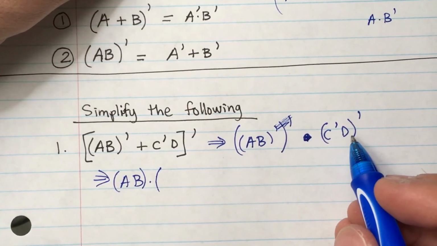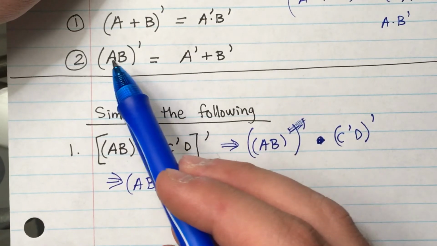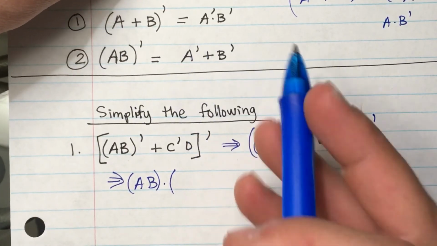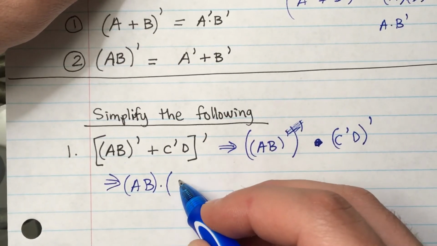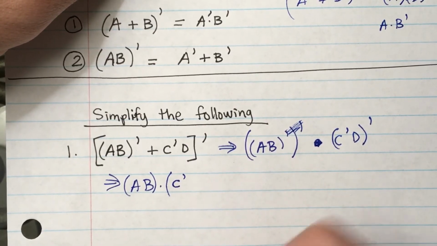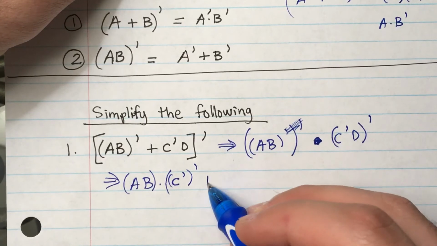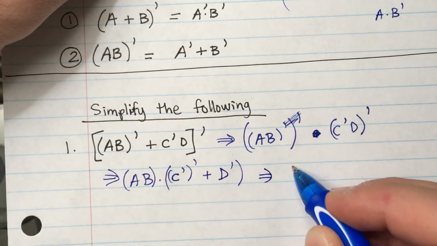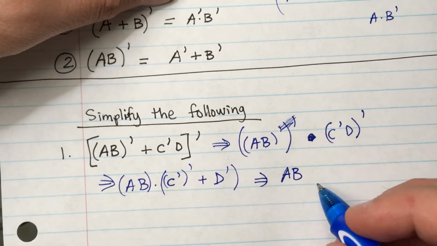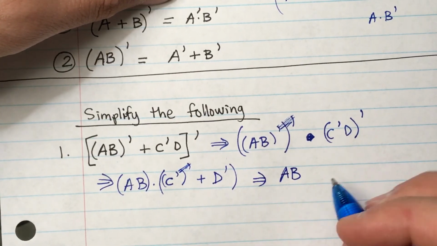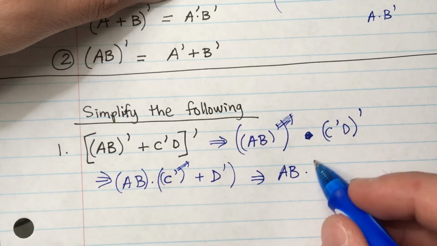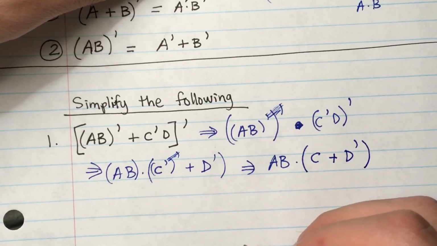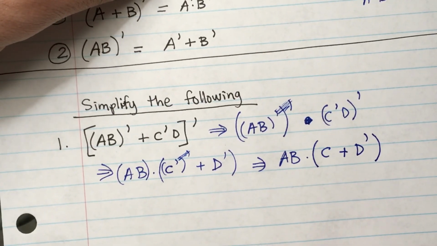Then for this part, we use the second law: any two members being multiplied with each other with the complement outside get separated into a sum, and each member gets a complement. So c prime was one member and d was the other. C prime gets a complement, plus d, the other member, gets another complement. Now we have a b, and these two complements cancel each other out. We still have this multiplication, and then we have c plus d prime. And that's pretty much it. If you want to go further and distribute, you can, but that's pretty much it.